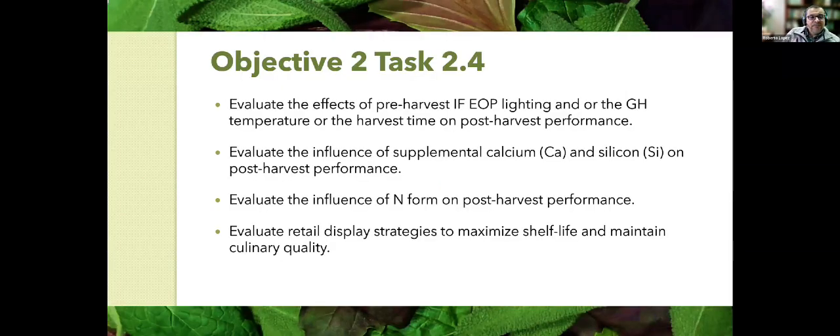And lastly, we are going to look at task 2.4, where this task is going to focus on post-harvest issues. So here, they will look at end of production lighting or greenhouse temperatures and how that affects the post-harvest life of herbs. They're going to look at calcium and silicon and how they influence post-harvest performance, looking at different nitrogen forms, as well as how to increase the shelf life of culinary herbs in retail settings.